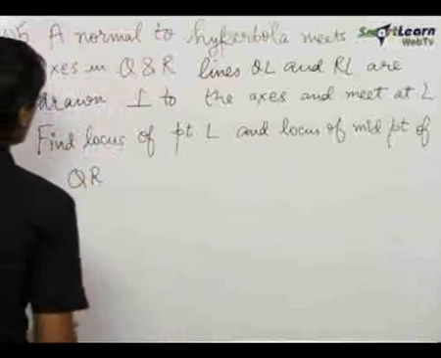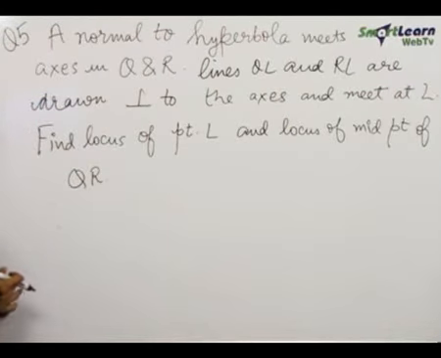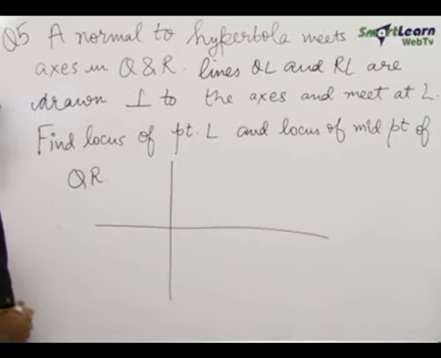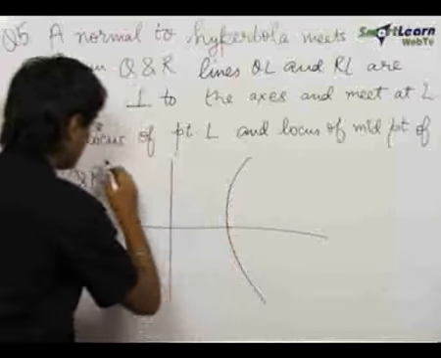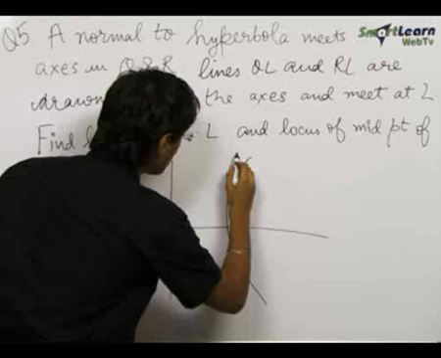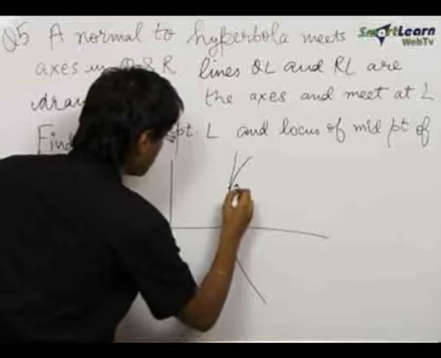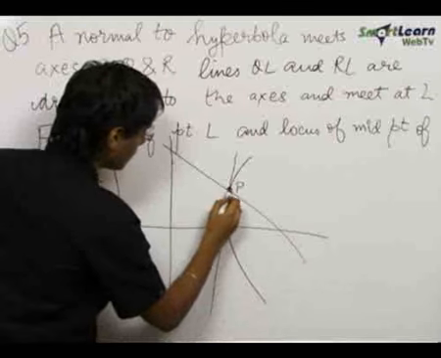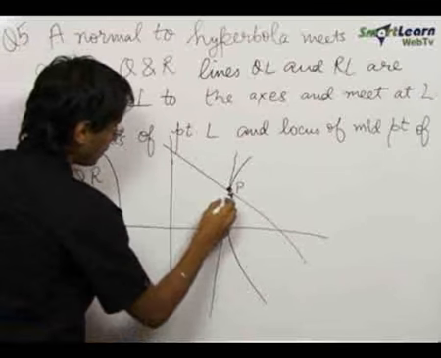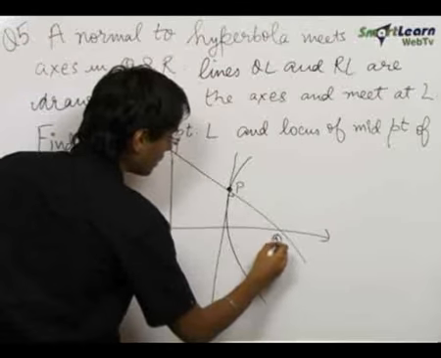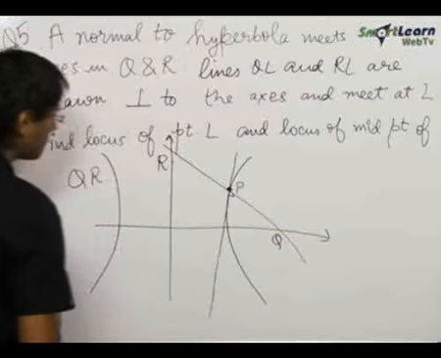Now the language of the problem may appear to be lengthy, but this is a very easy problem and it can be easily solved by just making the figure. This is the hyperbola x square by a square minus y square by b square equal to 1. Let us say we make the tangent at the point P and hence the normal is made. It meets the axis in Q and R. This is Q and R.